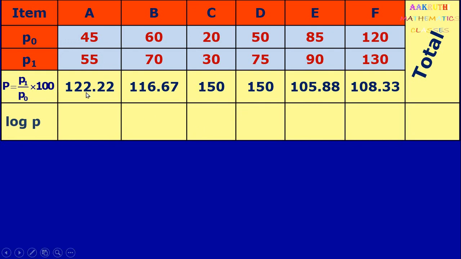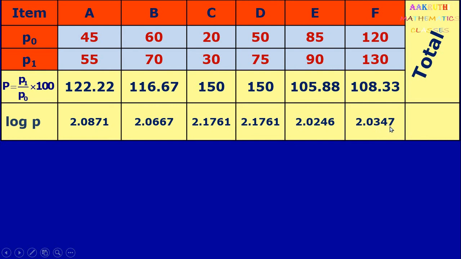Now we find the log of all these numbers, so we have to find log P. For A, log of 122.22 is 2.0871, and log of 116.67 is 2.0667, and log of 150 is 2.1761. Again, log of 150 is 2.1761. Log of 105.88 is 2.0246, and log of 108.33 is 2.0347.